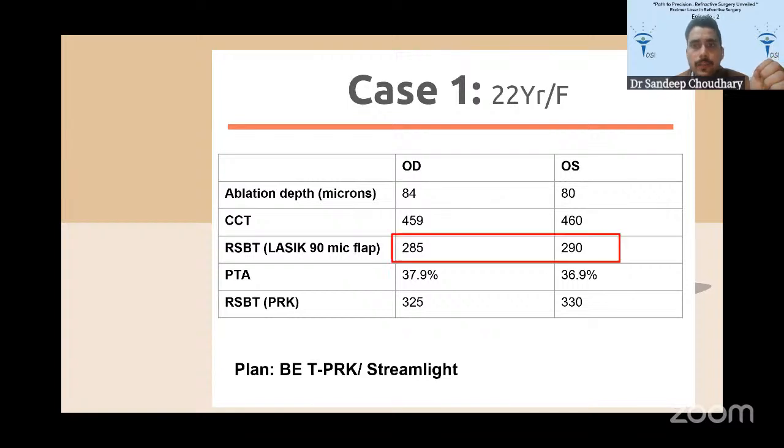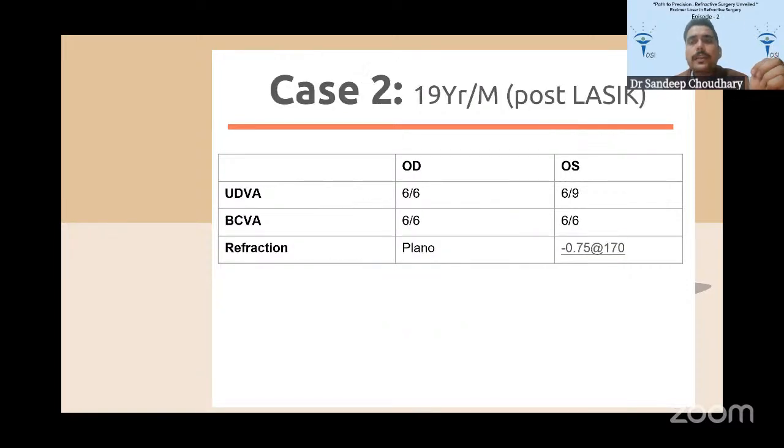So this is another case, a 19-year-old male who presented to us with post LASIK, at the time around 6 weeks post LASIK. The right eye was doing fine. In the left eye, the patient had a residual astigmatism of about 0.75 diopter cylinder. Usually, I wouldn't bother much about this much of refractive error.